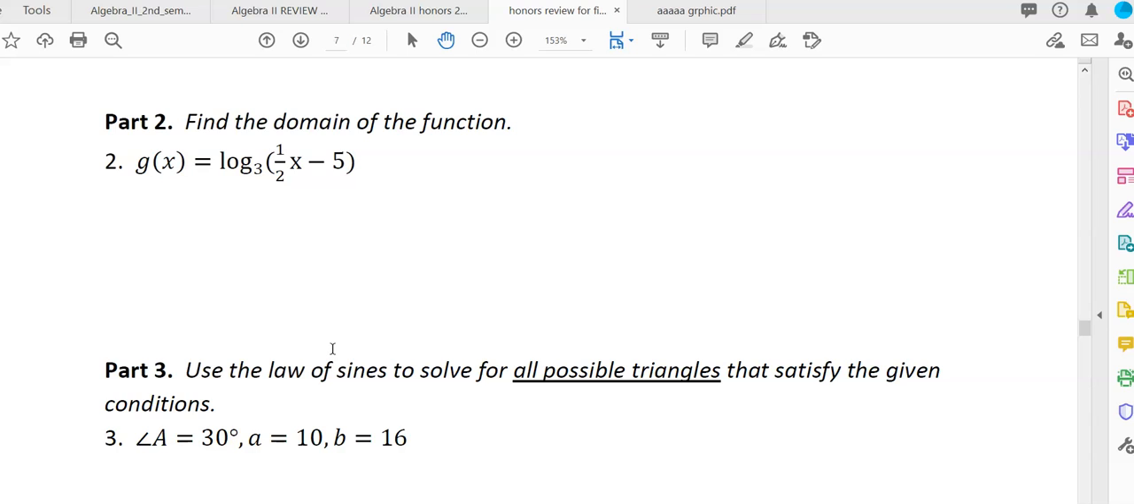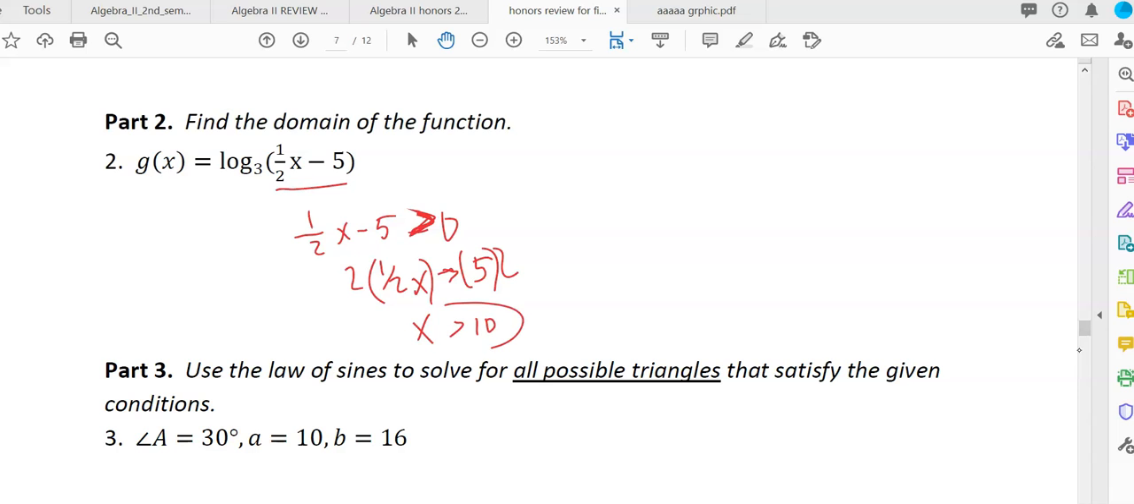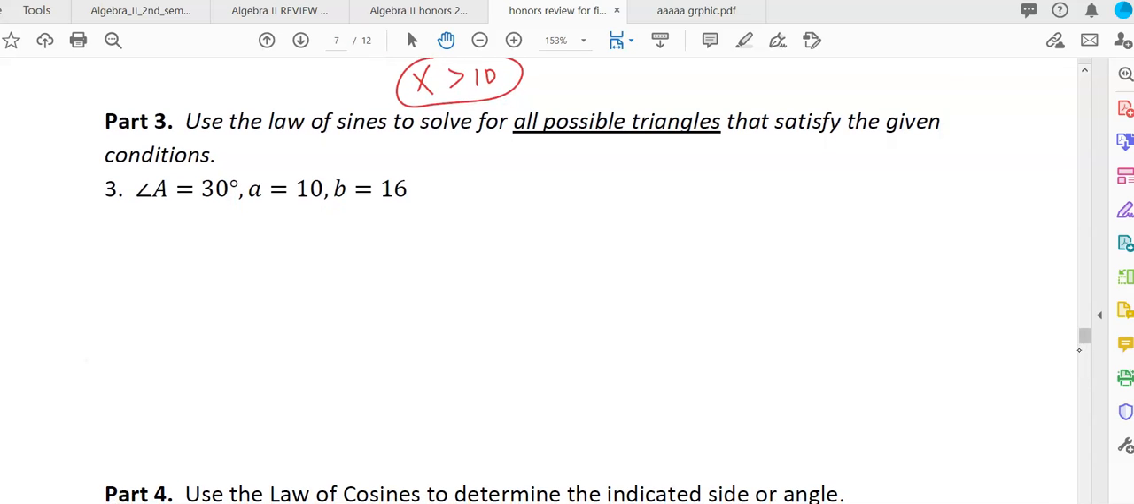Find the domain. So in this one, we really want 1/2 x minus 5 to be greater than 0. We don't want it to be equal to 0. You can't take the log of 0 or negative. So just solve that. You get 1/2 x is greater than 5, multiply by 2, and you get x is greater than 10. And that would be the answer there. Sorry, that was a little sloppy.